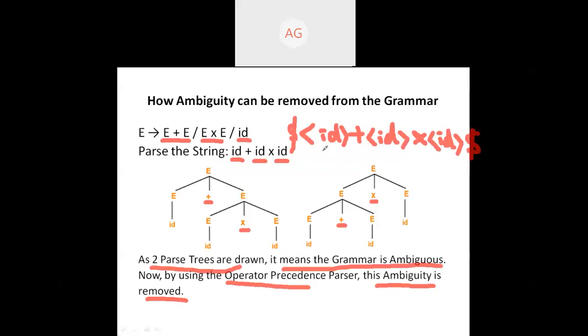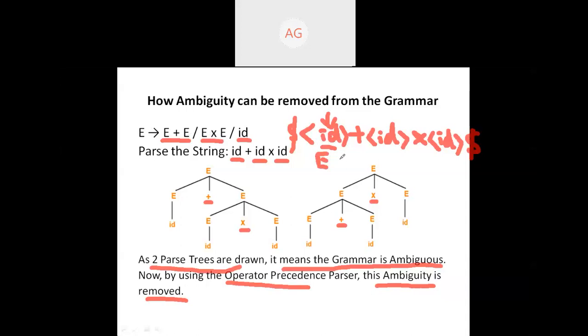Now we are going to evaluate the terminal between the less than sign and the greater than sign. That will be considered as the handle. So as id is between the less than sign and the greater than sign, this id is considered the handle, and this handle is replaced by the non-terminal which produces it. So basically this id is replaced by the e which produces it. We already discussed this in our previous class.